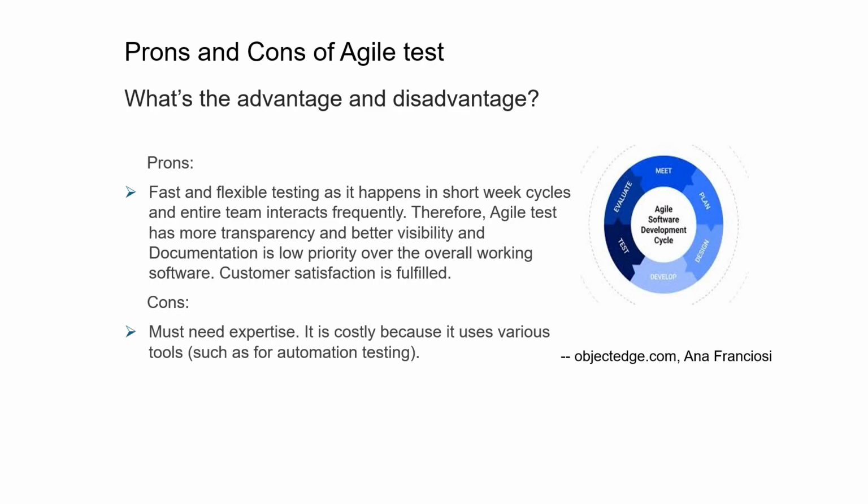The advantages of Agile test are fast and flexible testing, as it happens in short week cycles and the entire team interacts frequently. It has more transparency and better visibility. Documentation is low priority and customer satisfaction is fulfilled. Disadvantages are it must need expertise because it uses various tools such as for automation testing.